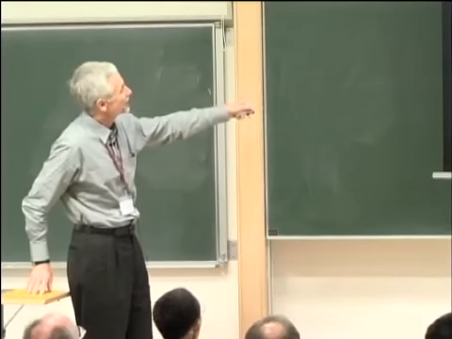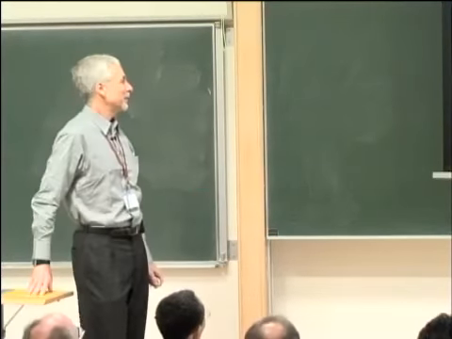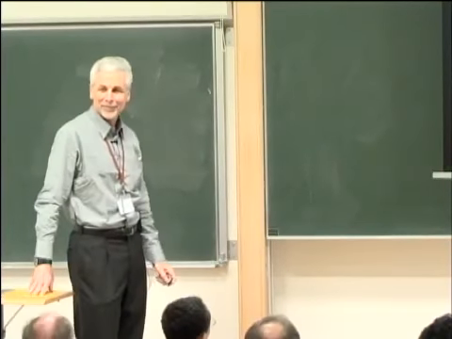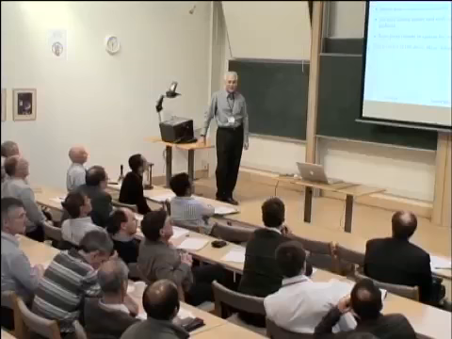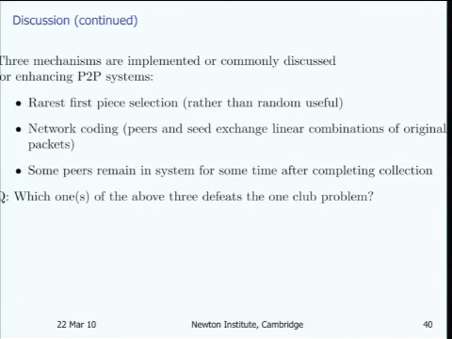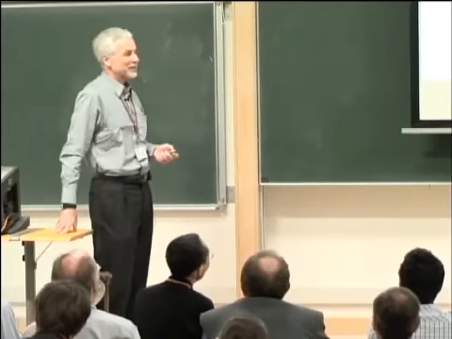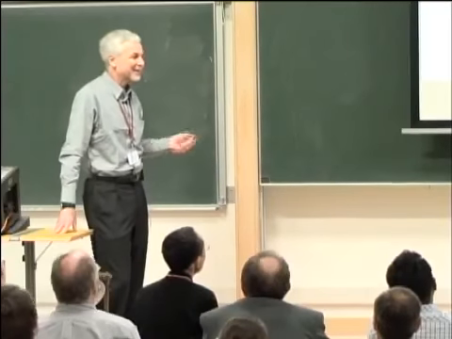So which ones of these defeat the one club? We call it the missing piece syndrome, or the one club problem. The third one? Third one, definitely. If a peer remains in the system for some time after completing a collection, this is against early retirement. Then you can keep on uploading those pieces even after you have a complete collection.